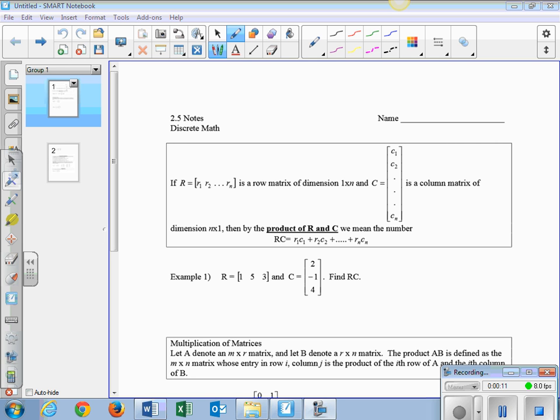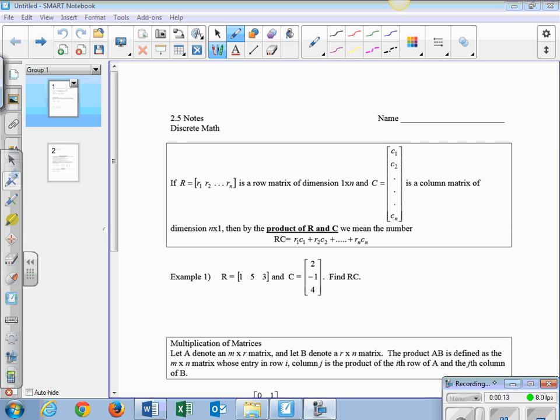So if you look at this first box, it's telling us that we're going to be multiplying rows by columns. And the way we do that, if you look right here, maybe I'll just show you by an example, but we take each row times a column.